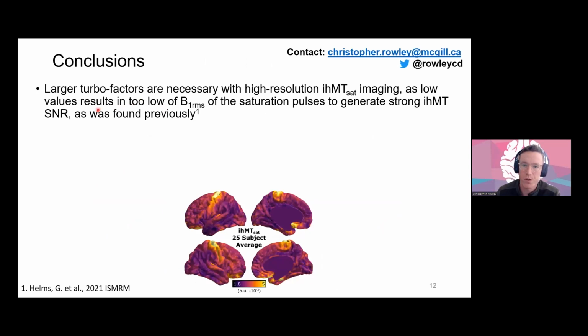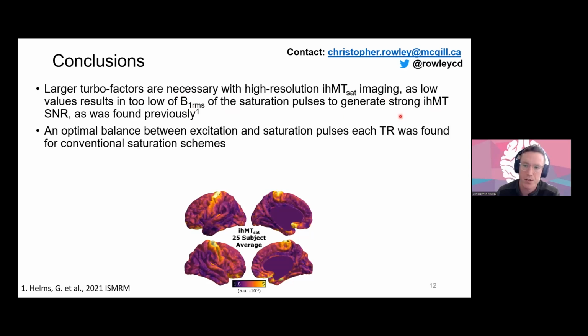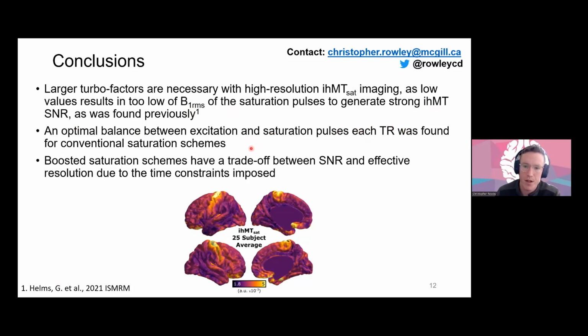So the conclusions from this work are that larger turbo factors are necessary for high resolution ihMT sat imaging, as low turbo factors result in too low of a B1 RMS due to SAR constraints to generate a strong ihMT signal. This was found by Helms at ISMRM. An optimal balance exists, if you're not going to use a boosted approach, with an optimal TR and saturation pulse scheme found. And boosted saturation schemes have a trade-off between SNR and effective resolution, but do definitely give you a boost in ihMT SNR over a standard saturation scheme.